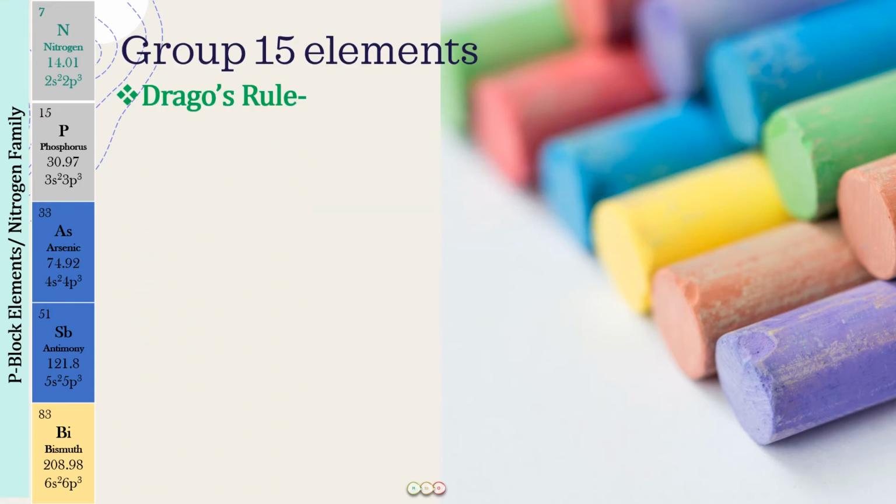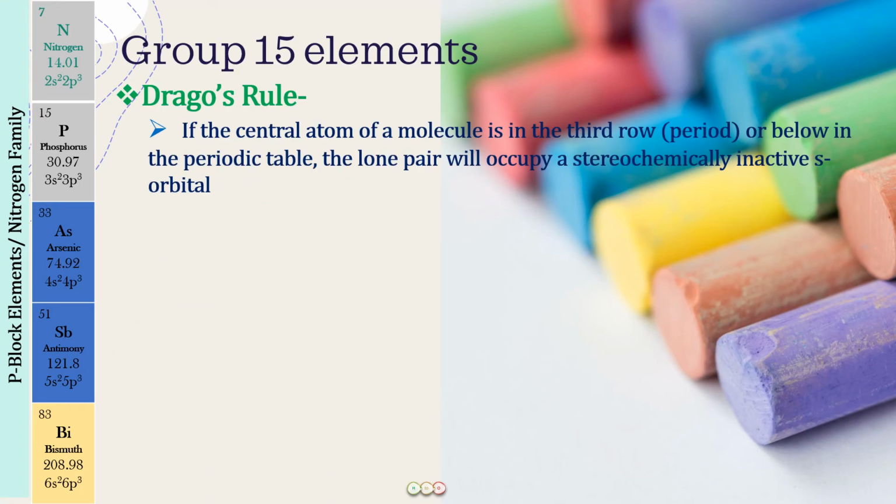So what is Drago's rule? Drago's rule says that if the central atom of the molecule is a third row or third period element or below in the periodic table, the lone pair will occupy a stereochemically inactive s orbital, and the bonding is going to take place through p orbitals. So what does this mean in terms of the group 15 hydrides? It means that if we have a group 15 hydride from phosphorus and beyond, because phosphorus is a third period element, then the lone pair is in the s orbital, and bonding will take place through the p orbital.